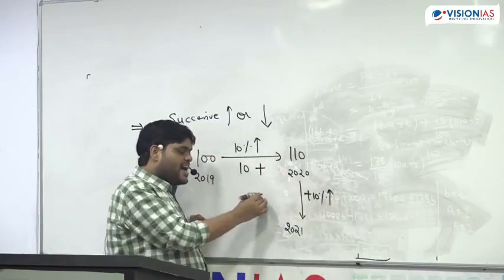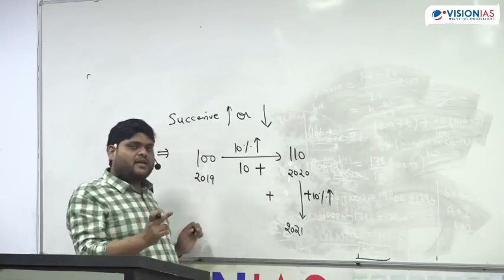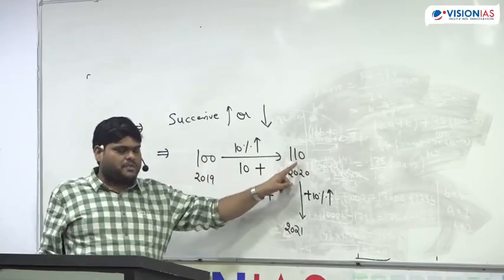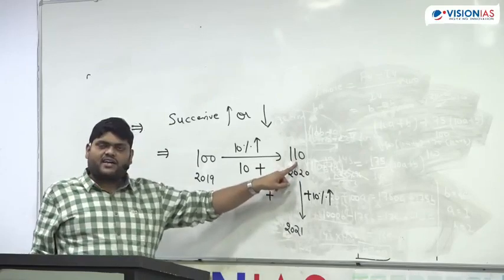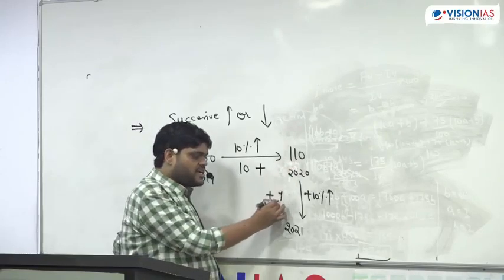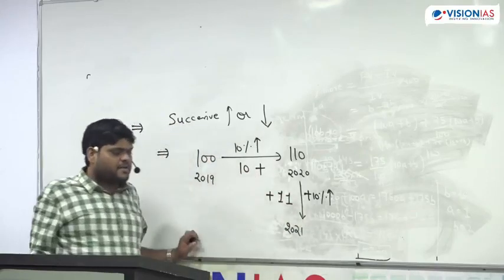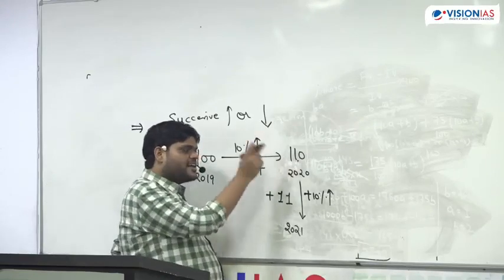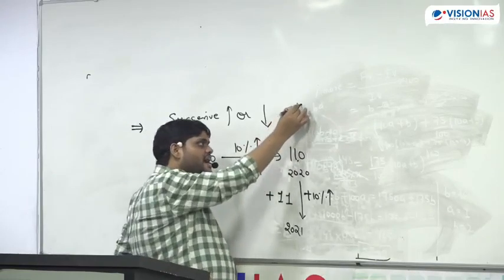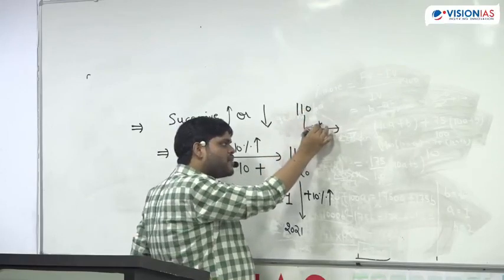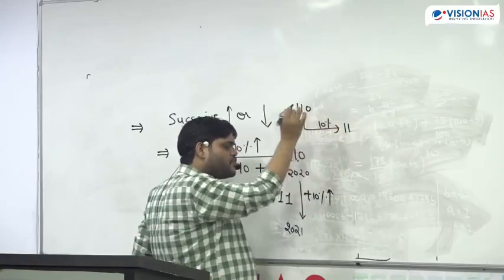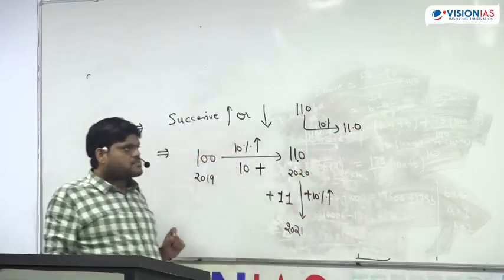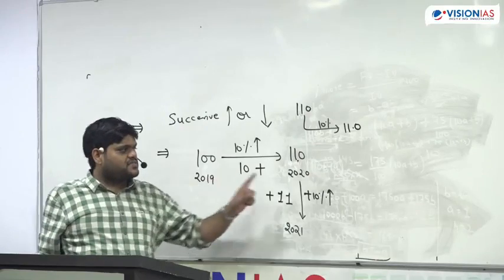10% increment, increment means addition, 10% of which number? Not this 100, but 10% of this number. What is 10% of 110? 10% of 110 becomes 11. Why? We know how to find out 10% of this number. Any number, if we have to find 10%, yesterday I told you, just put a decimal before the unit place. So simply this becomes 11.